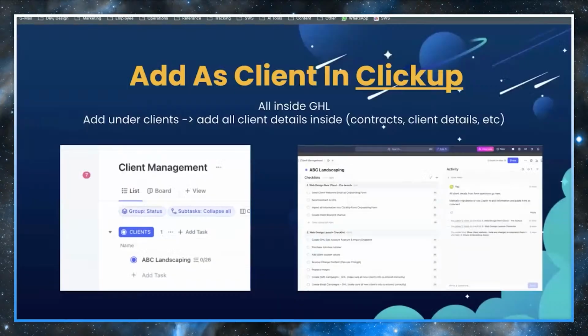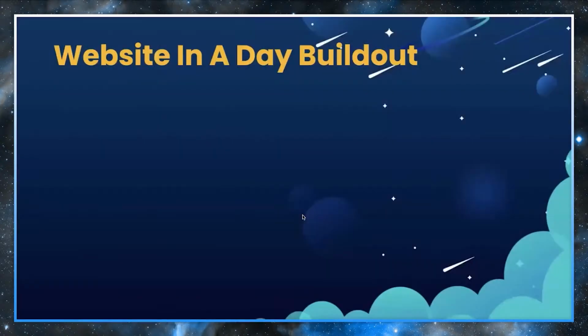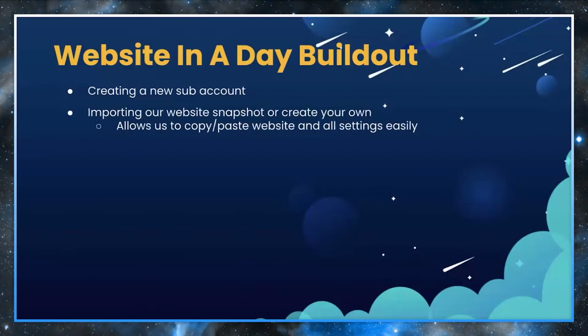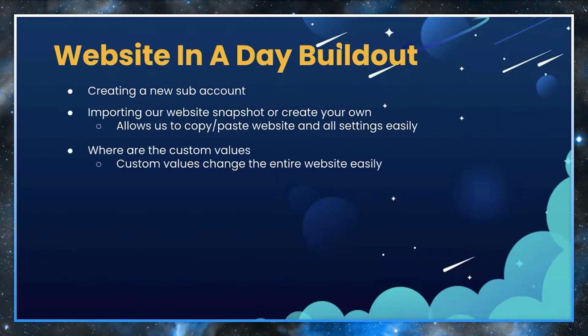So let's dive back into the slides and I'll show you the other checklists here soon. Okay. Website in a day build out. Here's what you're going to do. You're going to create a new sub account inside of your High Level. You're going to import our website snapshot or create your own. Again, towards the end, I'm going to give you a website in a day template that you can take, you can import. This allows us to copy paste websites and all the settings very easily, right?